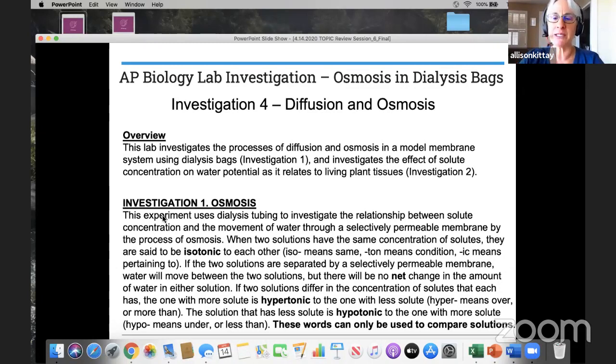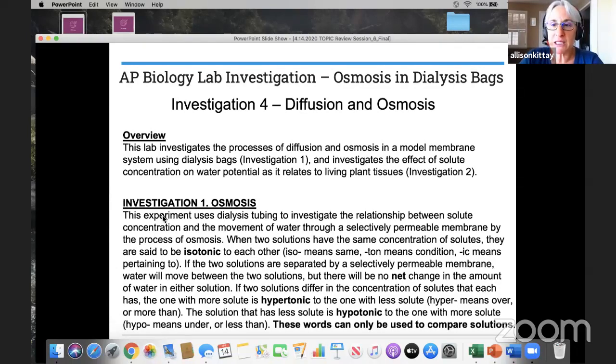And I know that you've probably done this lab or seen this lab, but I want to just tell you a little bit about the dialysis tubing. Dialysis tubing is used in kidney dialysis, where patients who have kidney problems have their blood cleaned of any excess toxins and salts through this tubing. It has microscopic pores that prevent the movement of large particles through them, but allow small molecules and water to move across.